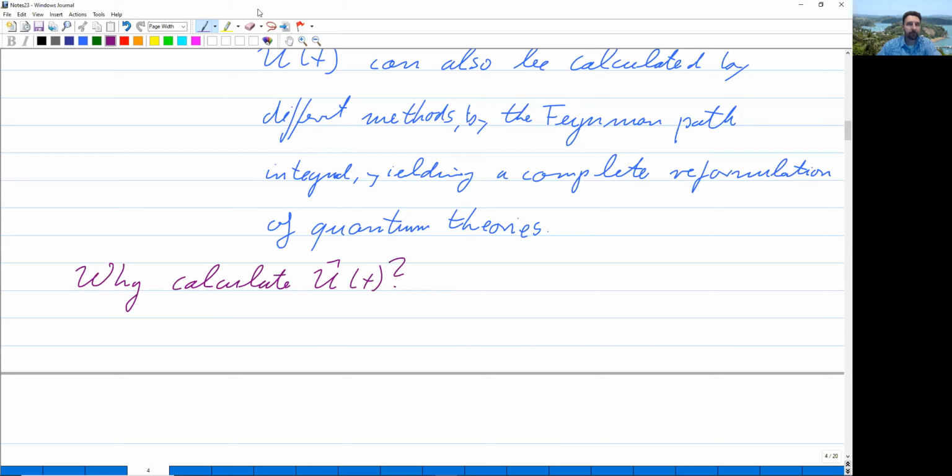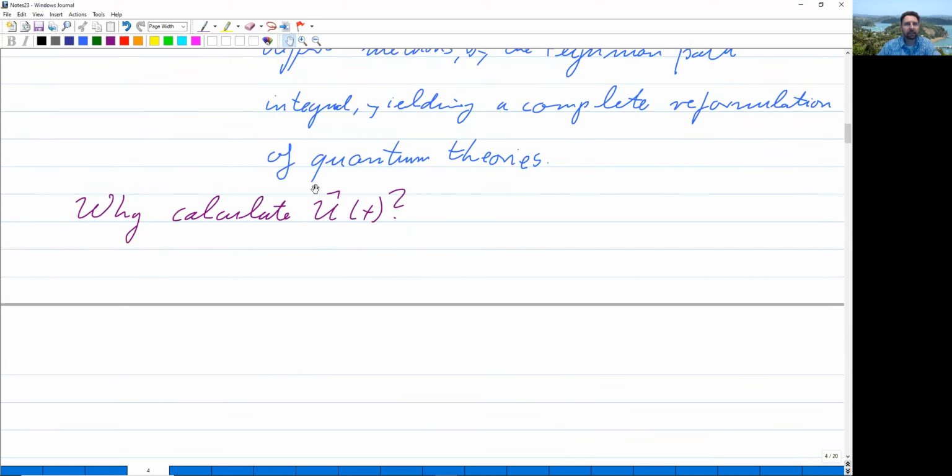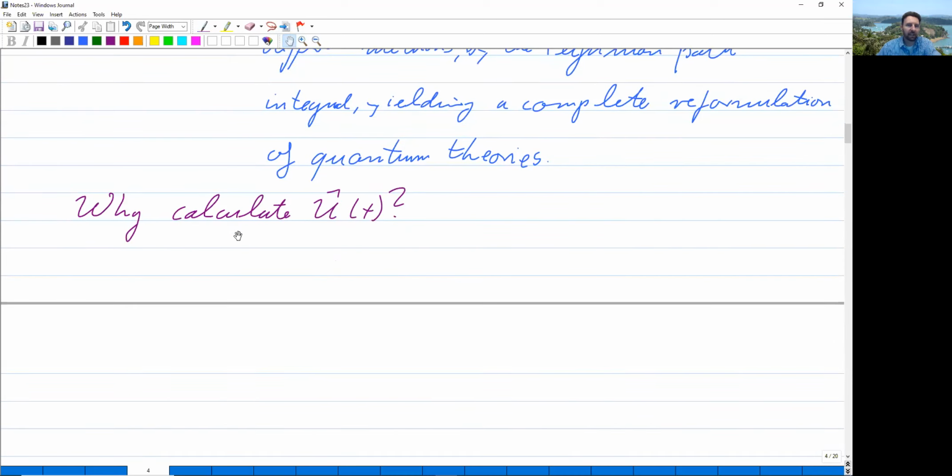Now, let's compare with the effort in the Schrodinger picture, because the Schrodinger picture seems to be the simplest. And in many circumstances it is. That's why it is so popular and why first courses of quantum mechanics usually work with the Schrodinger equation. So why would we want to calculate the unitary time evolution operator instead as the central thing here? And the key answer is, well, there are many reasons, but an important answer here is this.